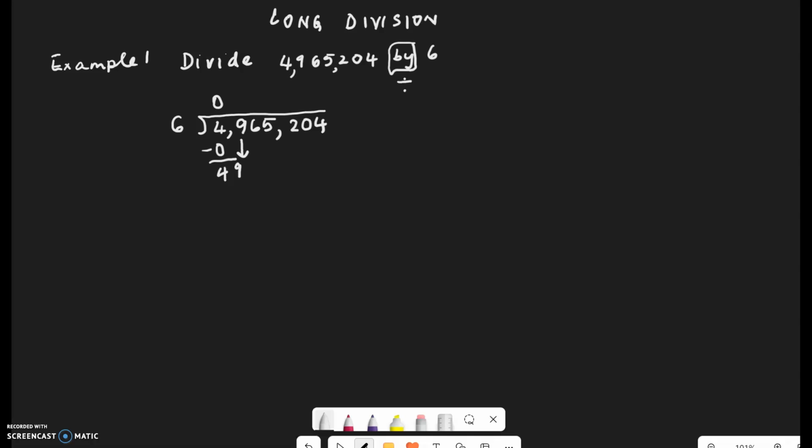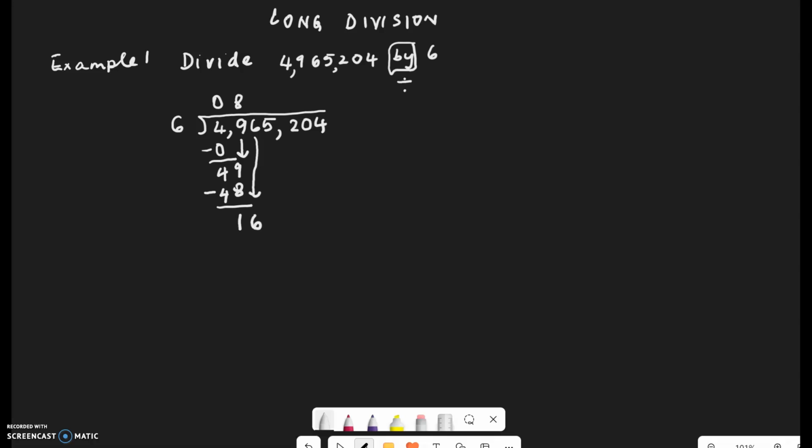6 times 5 is 30. 6 6s are 36. 6 7s are 42. 6 8s are 48. We subtract. The remainder is 1. Immediately pull the next digit down to get a 16.